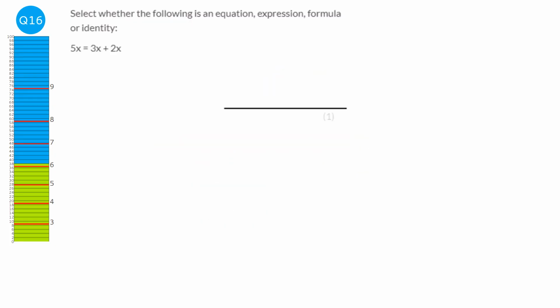To answer this question, we need to know what an equation, expression, formula and identity is. So the formula is basically an equation but for real world things. So area equals pi r squared. It's where the letters actually mean something. An expression is just algebra without the equal sign. So 5x plus 3 would be an expression. An equation has an equals and it can be solved. So you can find out what x is or find out what a is.